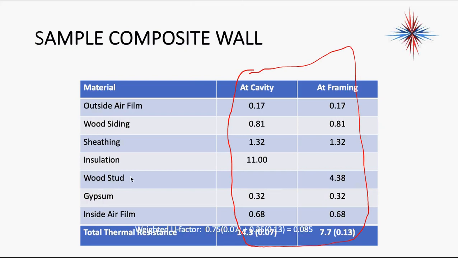Now, when you're looking at this, why is the framing so much lower than the cavity? The framing is 7.7. The cavity is 14.3. Why is it so much lower? Because there are studs where there's insulation in the other part of the wall. Right, there's a thermal bridge.